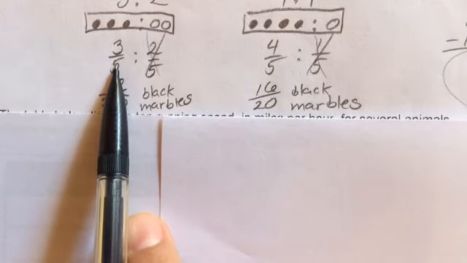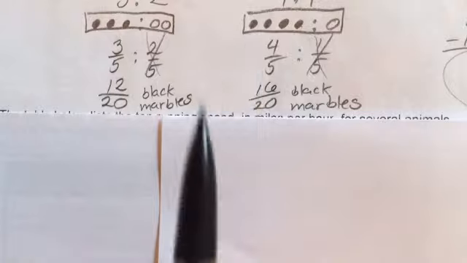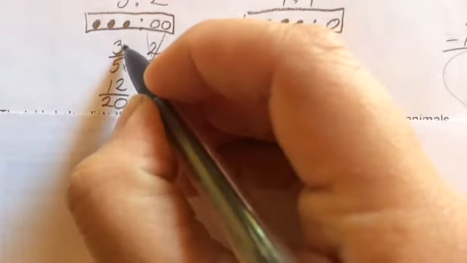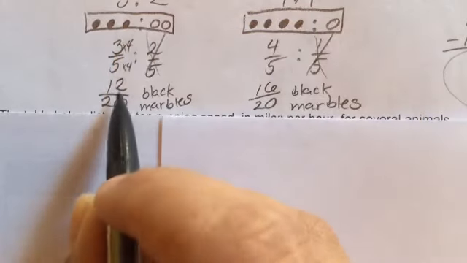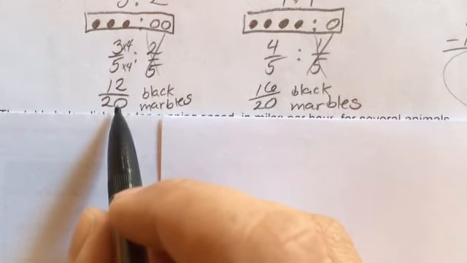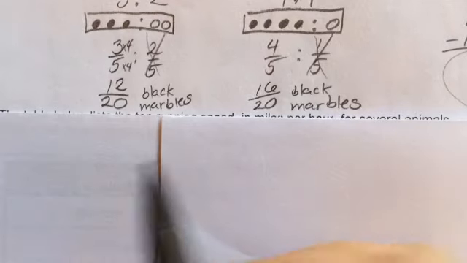So how do I get from 5 to 20? Well, I have to multiply by 4, right? Whatever you do to the bottom, you have to do to the top. 3 times 4 is 12. 12/20 are black marbles.